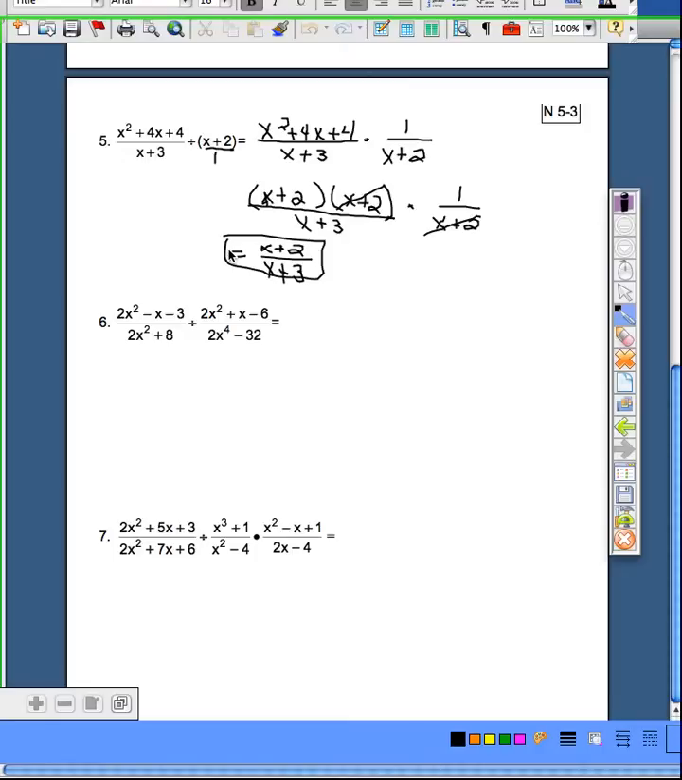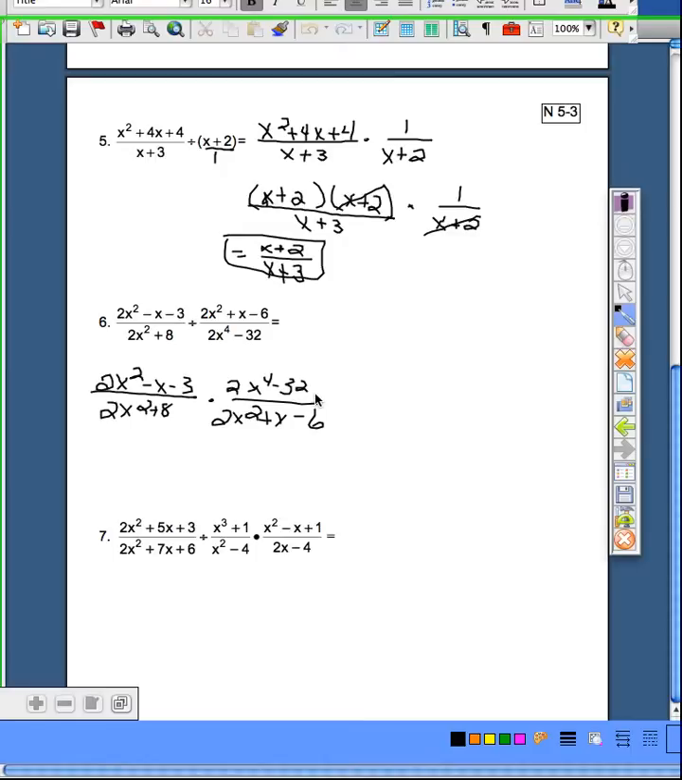Now number 6 is a division problem as well, so we need to invert and multiply. I'm going to write that underneath here. That would be 2x squared minus x minus 3 over 2x squared plus 8 times 2x to the 4th minus 32 over 2x squared plus x minus 6.